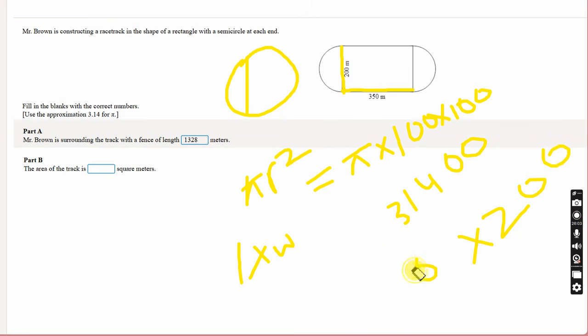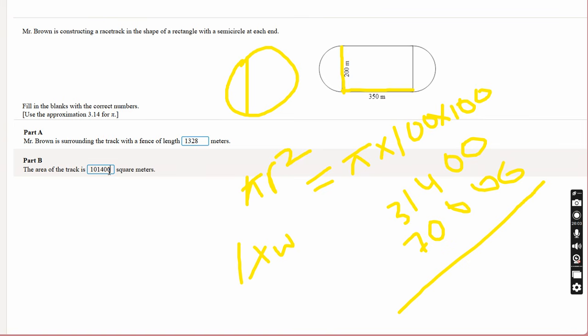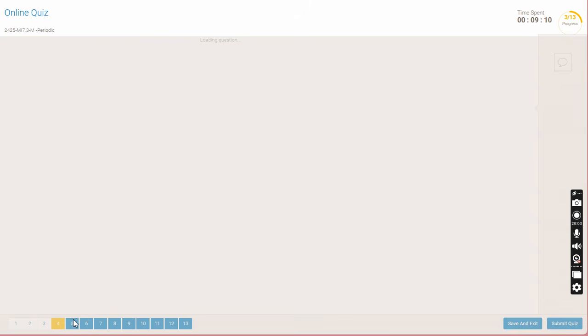Okay, I'll remove this. I'll just write it underneath it. Now you have found the area of both of the shapes. So you just write underneath it 70,000. Okay, you add them together. What do you get? Plus 31,400. You get 101,400. So 101,400. There you go. That is your answer for the area. Let's go to the next question.